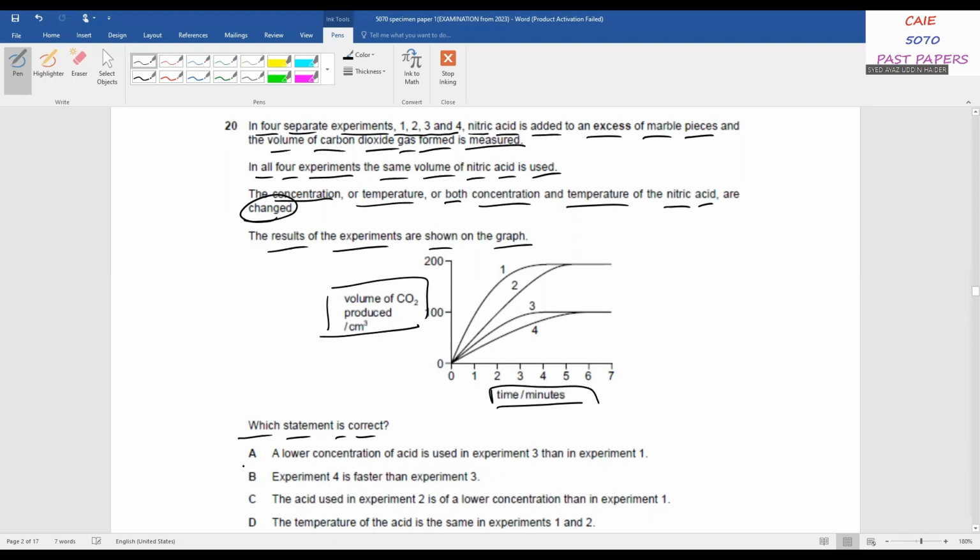I'm reading the statements. A lower concentration of acid is used in experiment 3 than in experiment 1. Let's compare 1 with 3. They are saying lower concentration of acid is used in 3 than in 1. This looks correct, because if you look at the position of 1 and 3, there's a difference in the concentration of acid. So this looks correct.